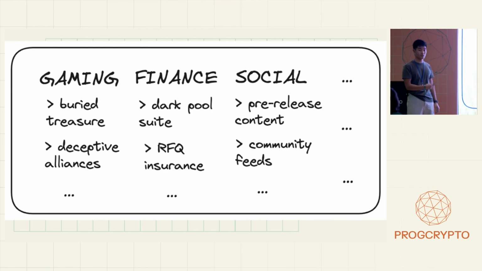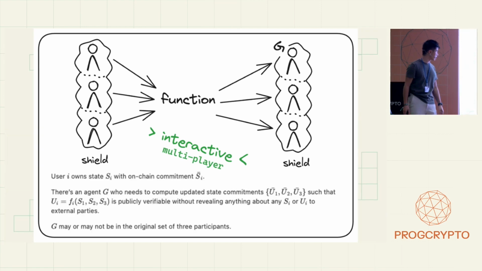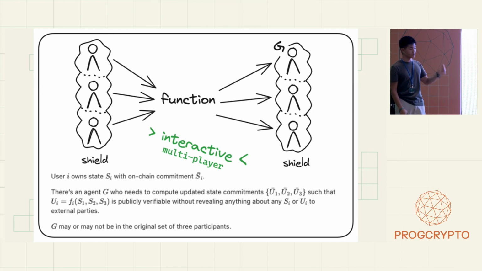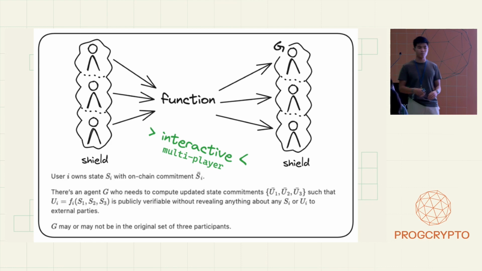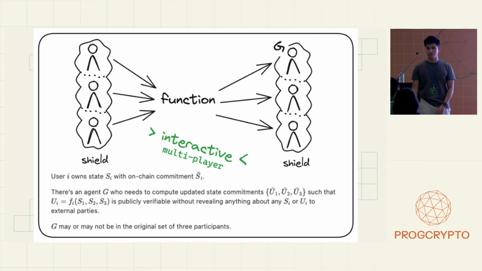And this is because of shielded fragmentation. And the fix for this is making the fragmented state interactive. This can be thought of at a high level as making it multiplayer, and there's an informal definition here. We have each person, with n equals 3 here. We keep state off-chain, and then keep a commitment to the state on-chain. Then we introduce an agent G, who needs to compute updated state commitments for each of the users that are publicly verifiable without revealing anything about the in commitments and the out commitments. And then we note that G may or may not be in the original set of 3 participants.